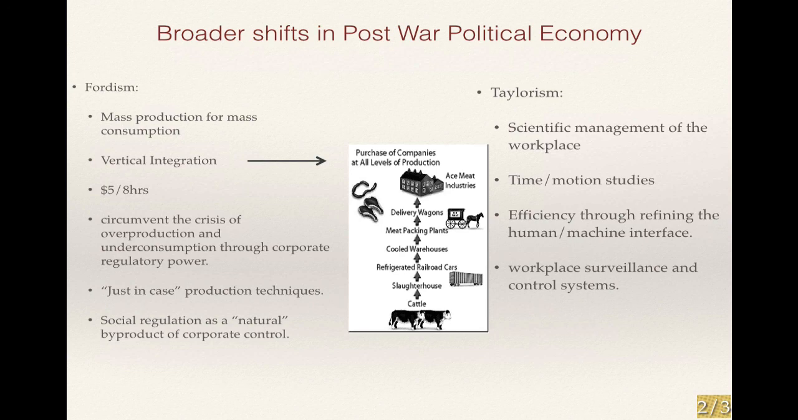And social regulation becomes a natural byproduct of corporate control. Ford saw himself and saw his model really not simply as making more money, but as creating new kinds of workers who would be focused on doing one and only one thing on an assembly line, and really increasing their efficiency as a cog in the broader Fordist production machine.